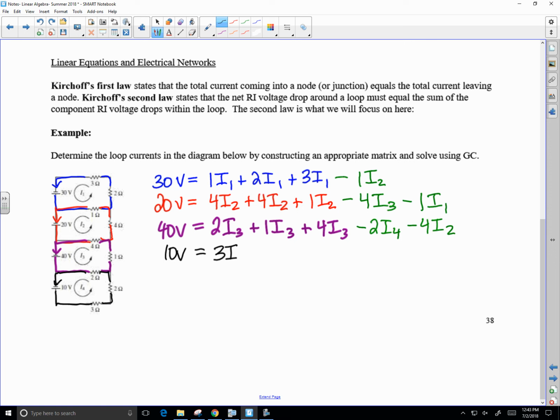Did I miss one? Oh, I just wrote it the wrong way? Oh, let's see. You know about this guy here? So we're doing 2 plus 1 plus 4 all in I3. Then we're losing 4 going to I2. Yeah, that's this one. And 2 going to I4. So 3 in I4. Also 2 in I4. And another 2 in I4. But then we have to subtract off the 2 going to I3.